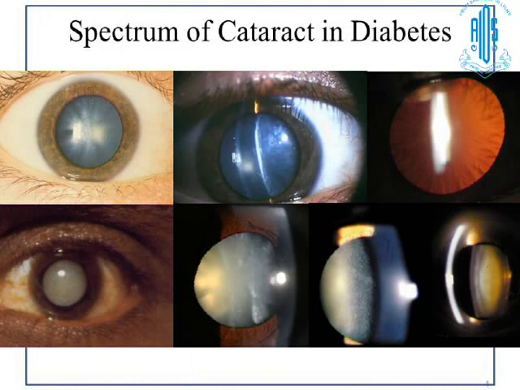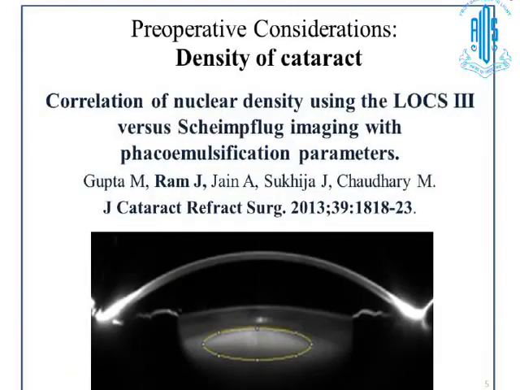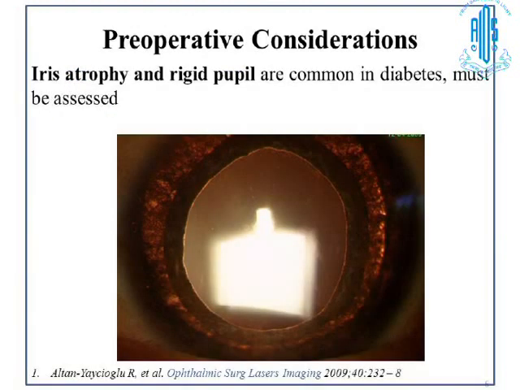The spectrum of the cataract is mostly cortical cataract, or many of the patients may have nuclear cataract. In the pre-operative evaluation, we have to do Scheimpflug imaging and also LOCS classification to find out the density of the cataract. Iris atrophy and rigid pupil are common in diabetes and must be assessed.